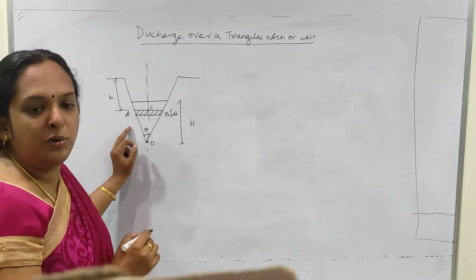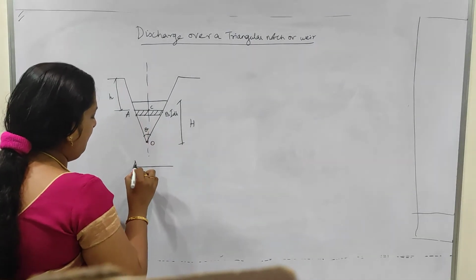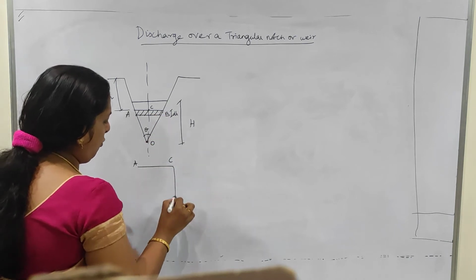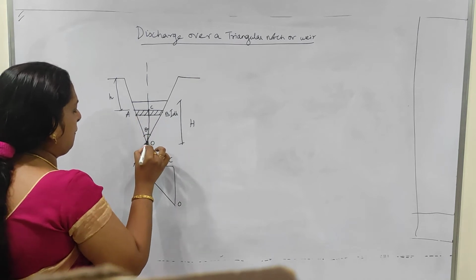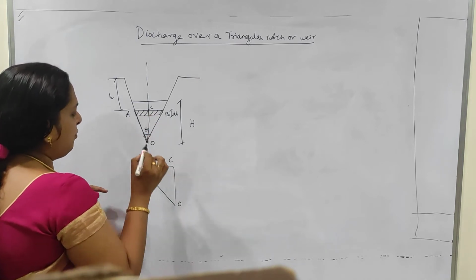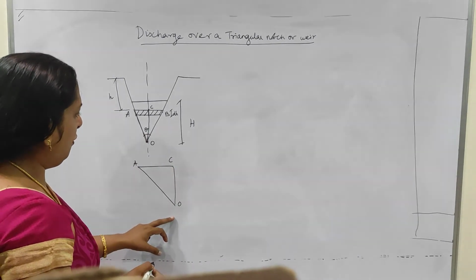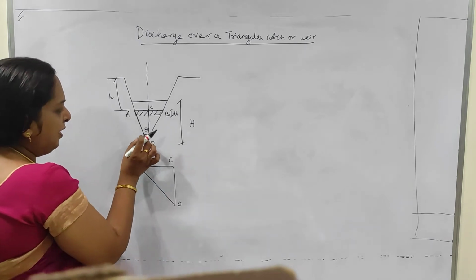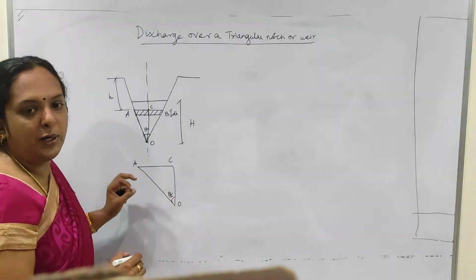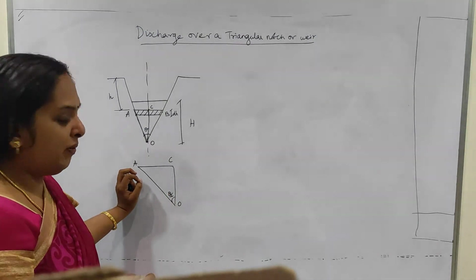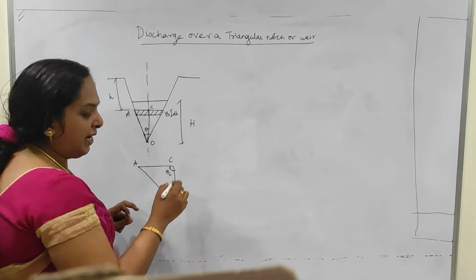I am going to draw this separately. This is my AC, and this is my O, joined like this. I have taken this portion. I don't know what AC is, and I don't know OC either, but I know the angle here is theta. So for each half it is half theta, that is theta by 2. So this is my angle.